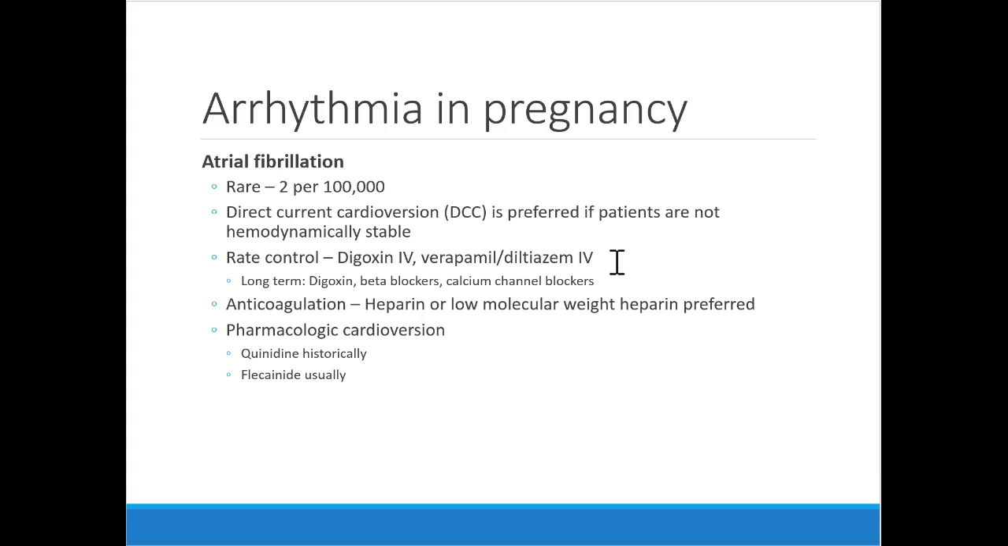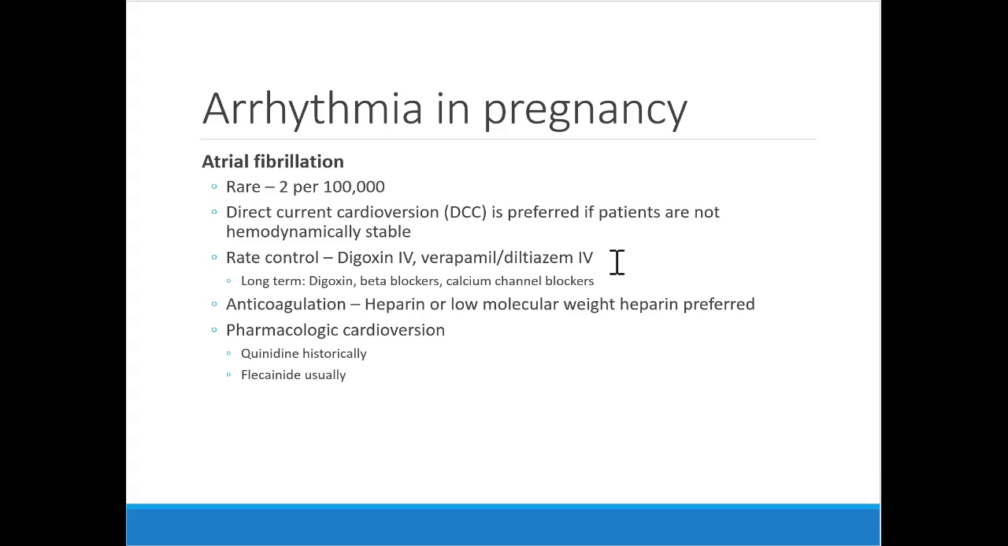Sometimes just rate control enough will convert people out of AFib. So if they just went into AFib, bring them in, get them rate controlled, they might convert out of it. If they don't, what we might do is send them home on anticoagulation. So we might give them either heparin or low molecular weight heparin, again, not using any of our other anticoagulants because these are the two preferred in pregnancy. And then bring them back in for electrical cardioversion or consider pharmacologic cardioversion.